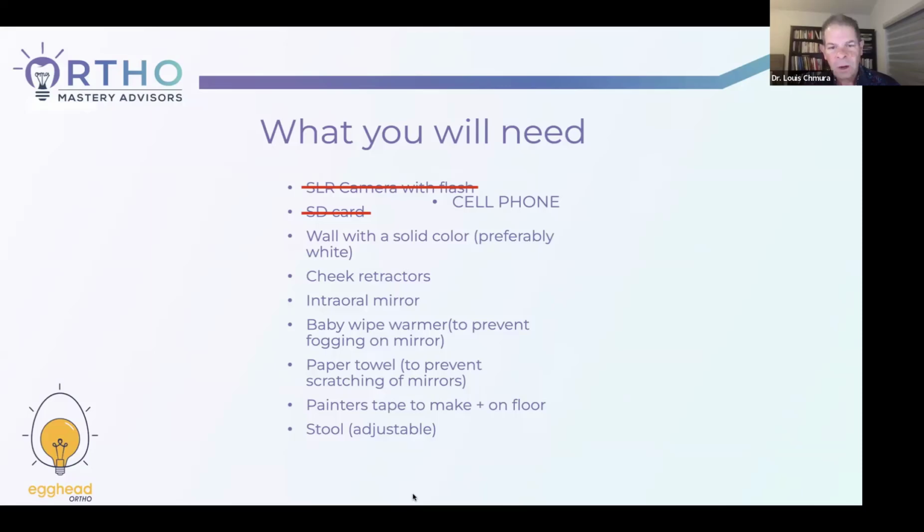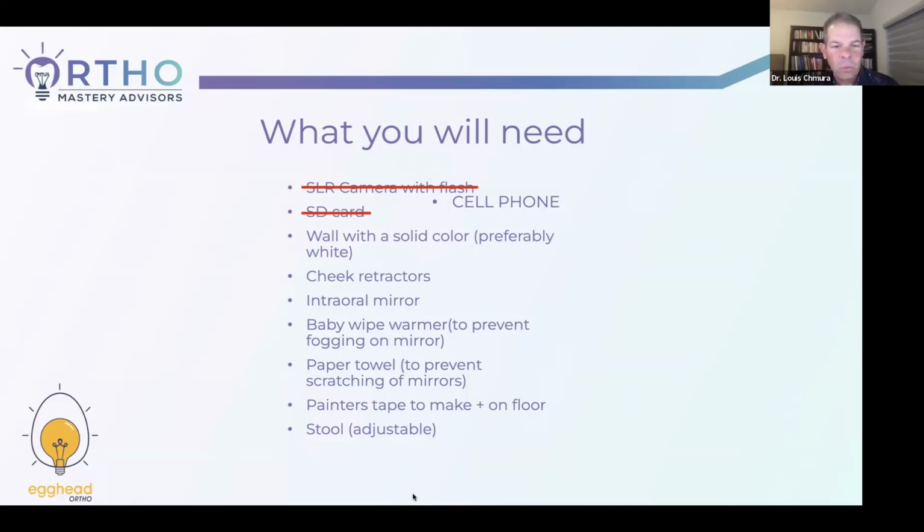We had a warmer for baby wipes in the office. And basically we'd keep the mirrors in there, turn it on every day, put paper towel between them so that they wouldn't scratch. But we'd keep them in there so when we went to use them, the mirrors wouldn't fog. Well, if a patient breathes on a cold mirror, it'll fog up. The alternative would be to have hot water running. Then you put the mirror under the hot water, get it warmed up, wipe it off, and take the photo.